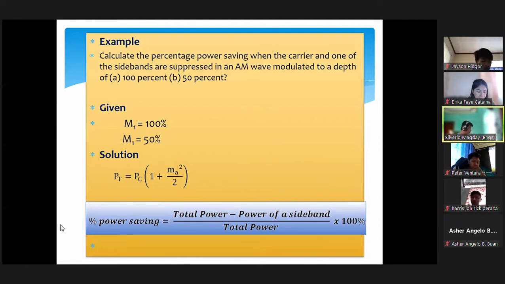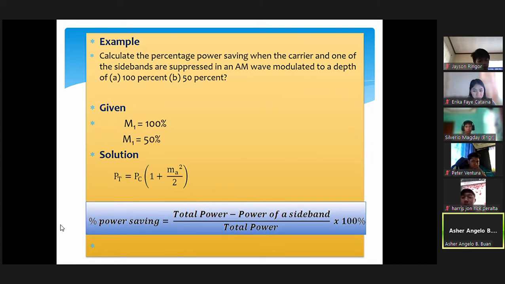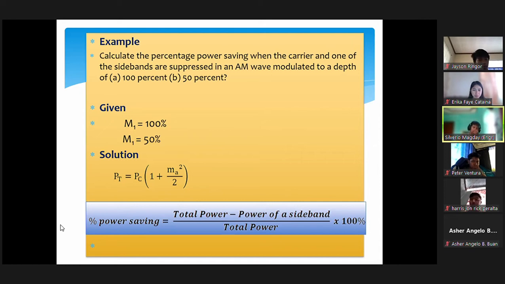Is it over 2 or over 4? Sir, over 4 kasi isa lang. Oh, power of a sideband, nasuppress yung isa. Yes. Nag-gets nyo po ba?